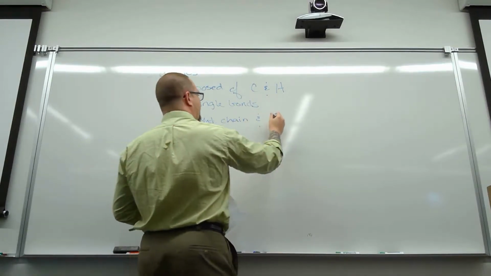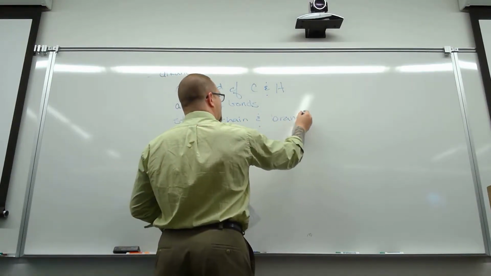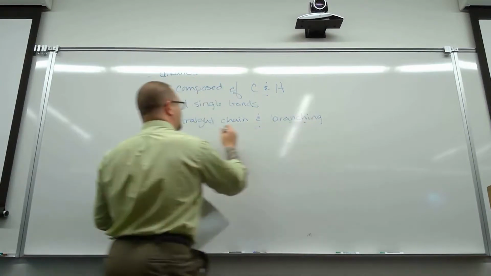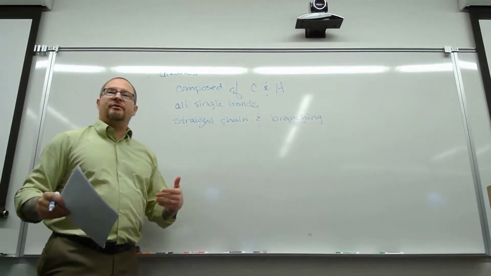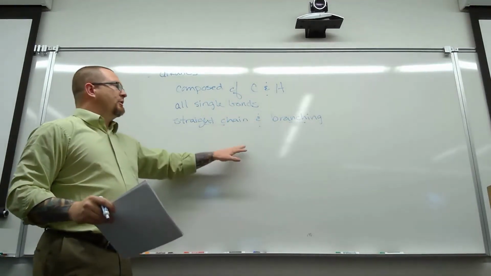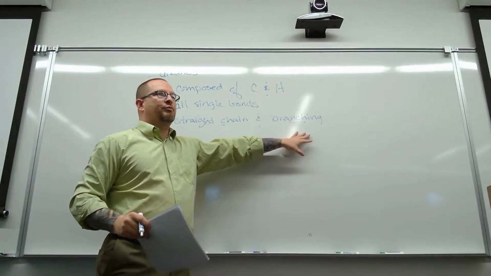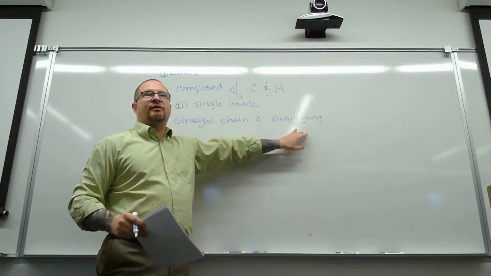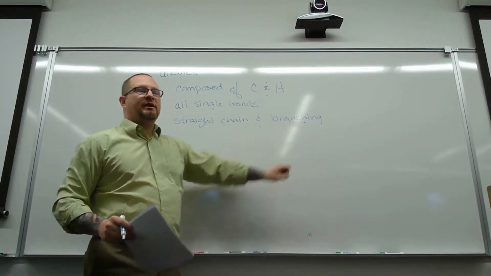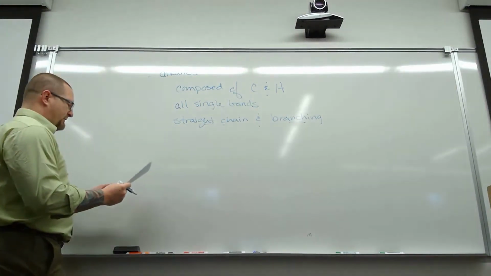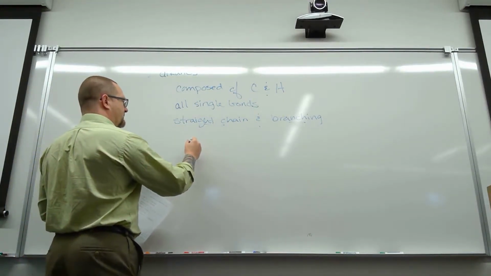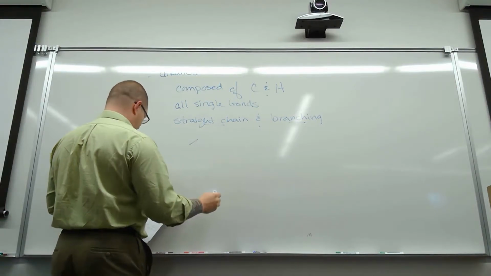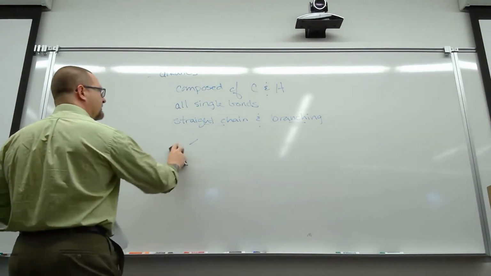And then we can also have branching. And as we get larger and larger compounds with more carbons, you're almost always going to see branching to some degree. So this is not the exception to the rule. What straight chain looks like is, let's see here. Well, let's just do the homologous series.